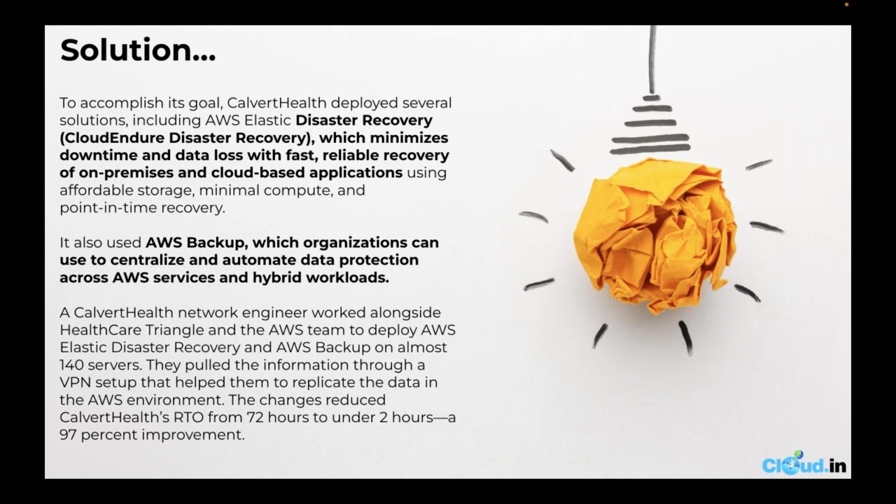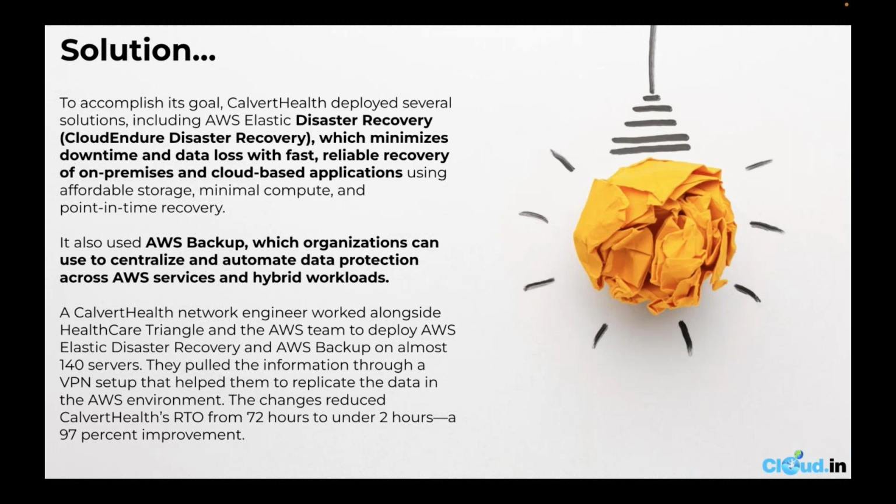So Calvert Health network engineers basically worked alongside the Healthcare Triangle and the AWS team to deploy the AWS Disaster Recovery and AWS Backup service on almost 140 servers that they hold. They pulled the information through a VPN setup that helped them to replicate the data in the AWS environment.